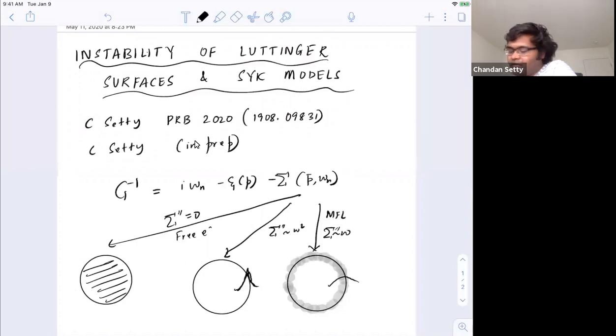But I think it's still fair to say that there are certain situations where when you extract the imaginary part of the self-energy, its dependence on frequency is linear.